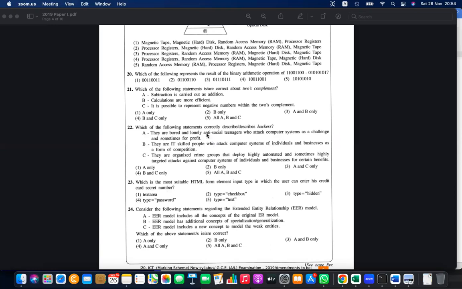So anyway, this part is correct. The second part is correct. They might attack a computer system for a challenge. They will do something for profit. That is true. But the first part is utter foolish garbage. So then the next is: they are IT skilled people who attack computer systems of individuals' business as a form of competition. Yes, can be. The second answer is correct.